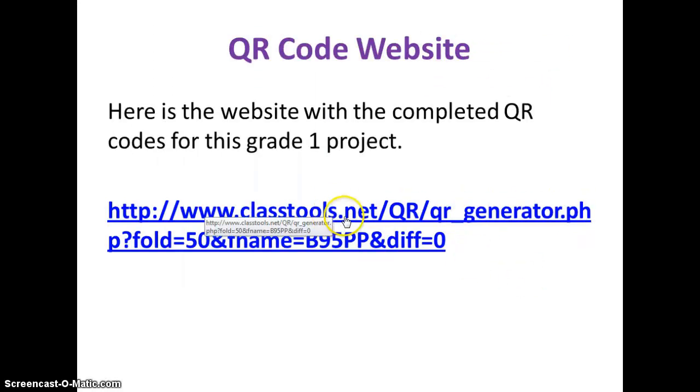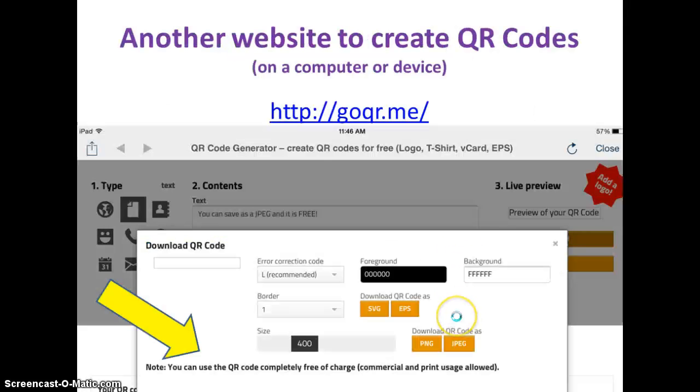So this is classtools.net. Another website is goqr.me, and you'll notice I have a big yellow arrow here to point out that this is free of charge. So you can use this if you are doing fundraising in your school and you want to put a QR code and sell it on t-shirts or different things. Commercial and print usage allowed. So you are permitted to use this website, put in what you would like, it will create the QR code for you for free, and then you may use it.